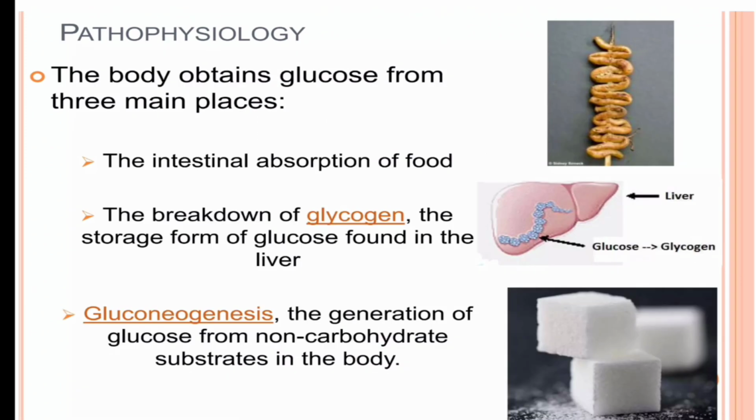Pathophysiology. The body obtains glucose from three main places: the intestinal absorption of food, the breakdown of glycogen, the storage form of glucose found in the liver, and gluconeogenesis, the generation of glucose from non-carbohydrate substrates in the body.